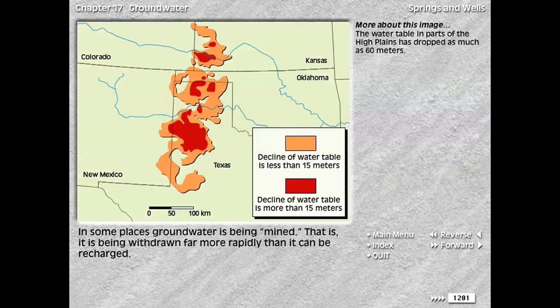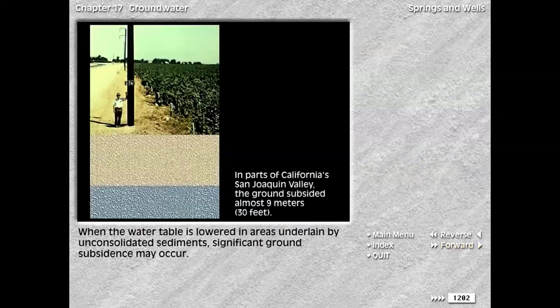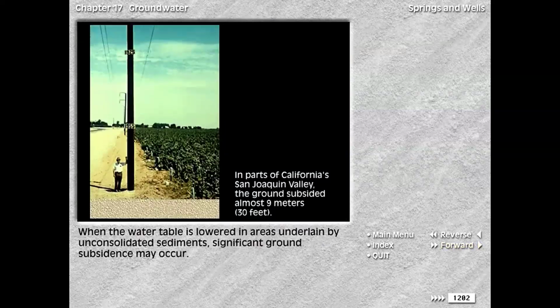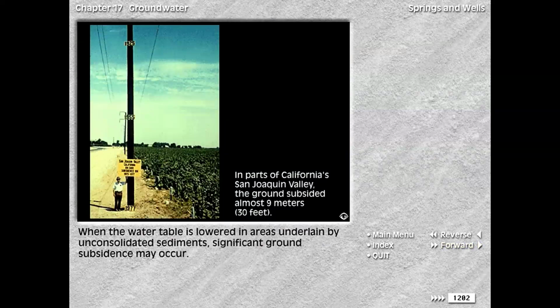In some places, groundwater is being mined. That is, it is being withdrawn far more rapidly than it can be recharged. When the water table is lowered in areas underlain by unconsolidated sediments, significant ground subsidence may occur.